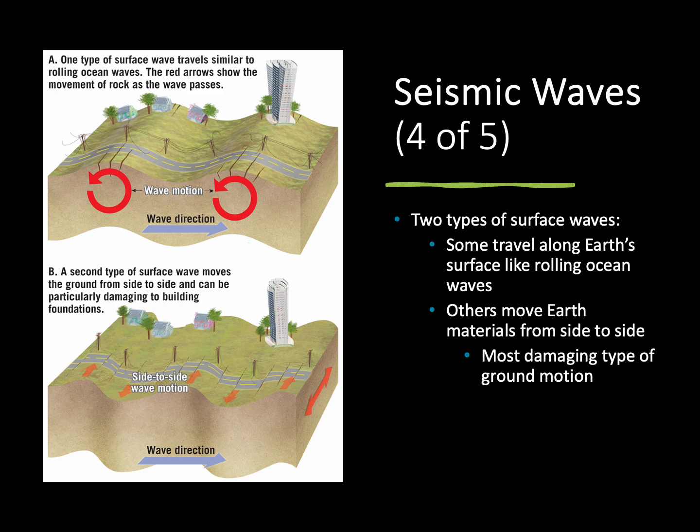But the second type is not where the ground is moving up and down, but instead it's moving side to side. And here, this is the most damaging type of ground motion because it's going to be breaking apart our roads. It's going to destroy parking lots and buildings instead of just having them move up and down.